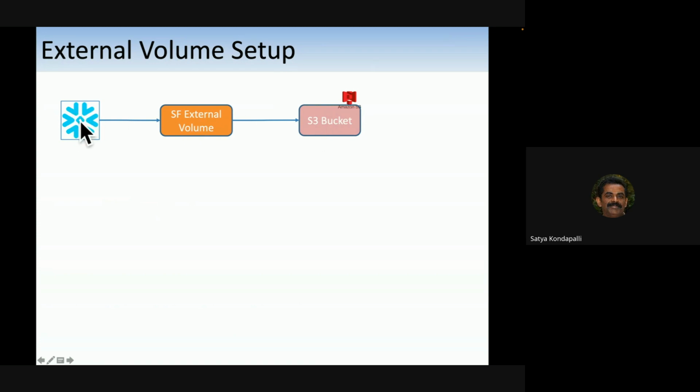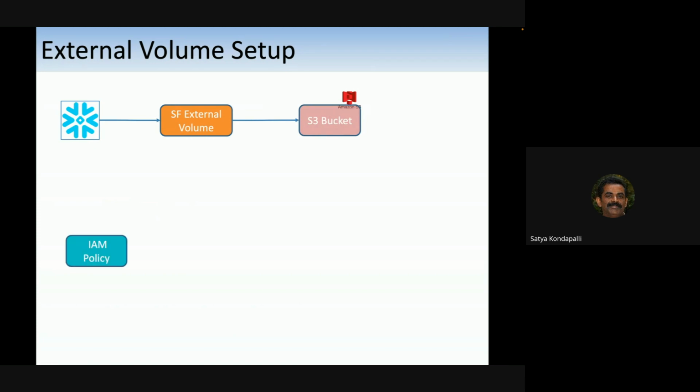Because this is a separate account and that is a separate account, you need to integrate them. For that, we use an external volume. It's an object, like another table structure. It's kind of a mount point. You create that, and then you connect to your S3 bucket.